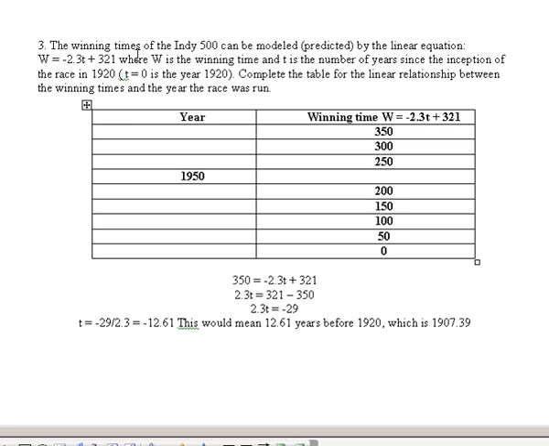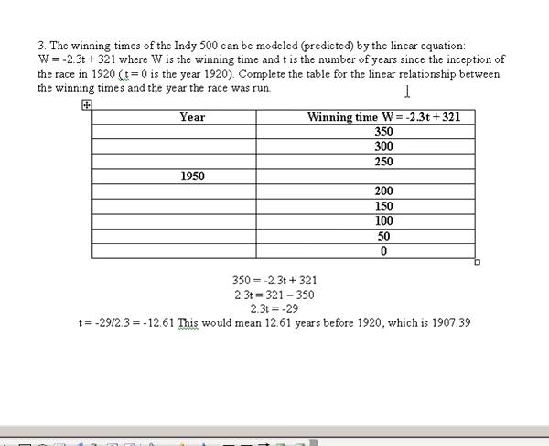On this problem, it says the winning times for the Indy 500 can be modeled or predicted by the linear equation W equals negative 2.3t plus 321, where W is the winning time and T is the number of years since the inception of the race in 1920. In other words, this means that T equals 0 is the year 1920. Okay, so you'll see that occasionally on problems, like a starting date. So T equals 0 is the year 1920.